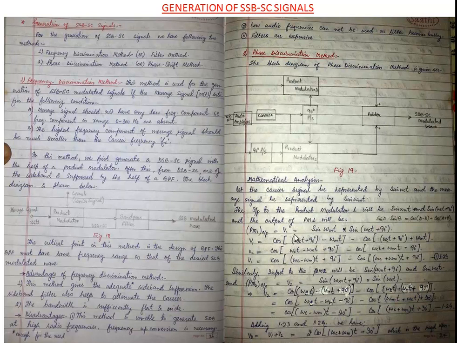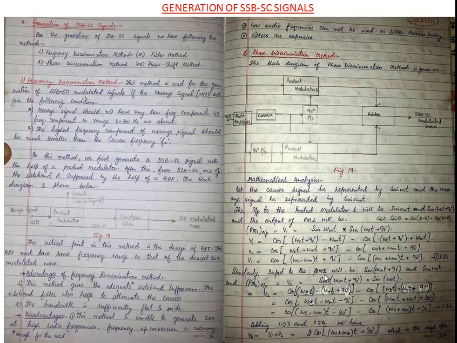You can see the mathematical analysis here. Let the carrier signal be represented by sin omega c t and the message signal by sin omega m t. So the input to product modulator 1, that is the upper one, will be sin omega m t and sin (omega c t plus 90), because the carrier is being fed 90 degrees out of phase to that one. The output of product modulator 1, according to the equation sin A into sin B, which is equal to cos(A minus B) minus cos(A plus B), so V1 will be equal to cos of (omega c minus omega m) t plus 90 degrees minus cos of (omega c plus omega m) t plus 90 degrees.